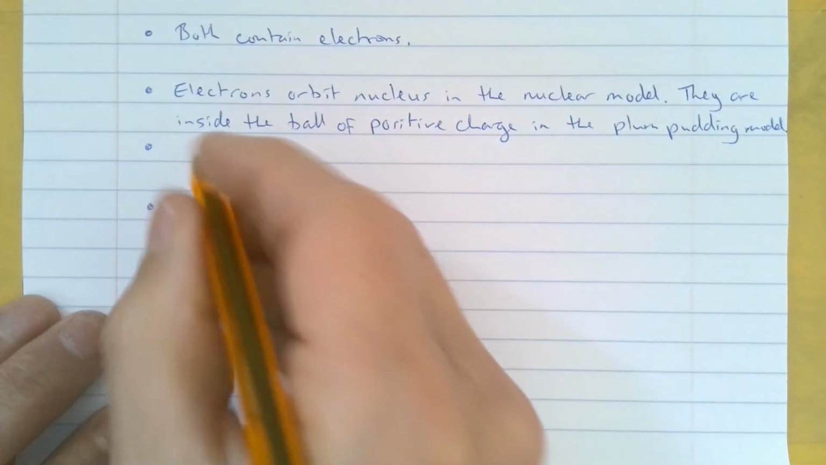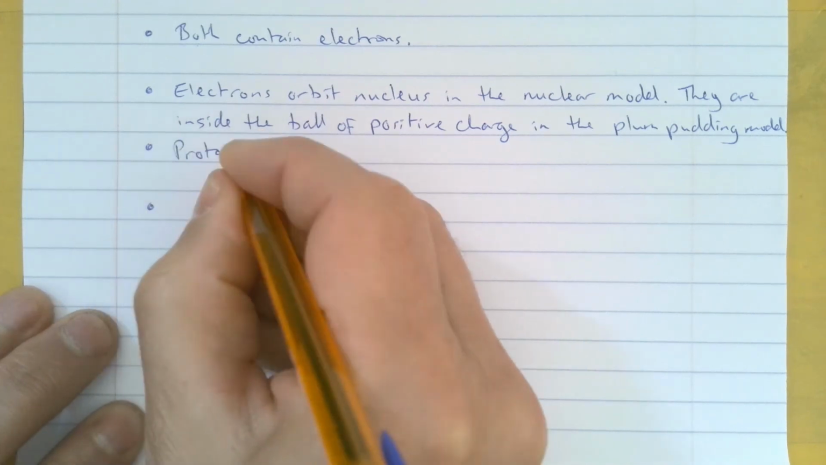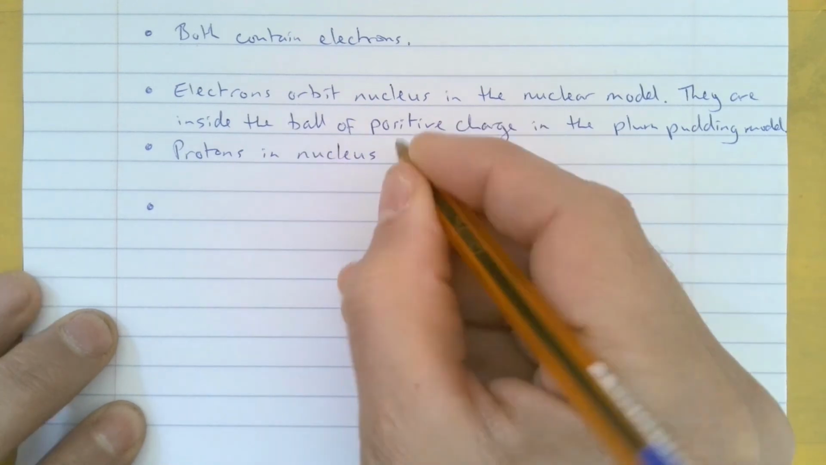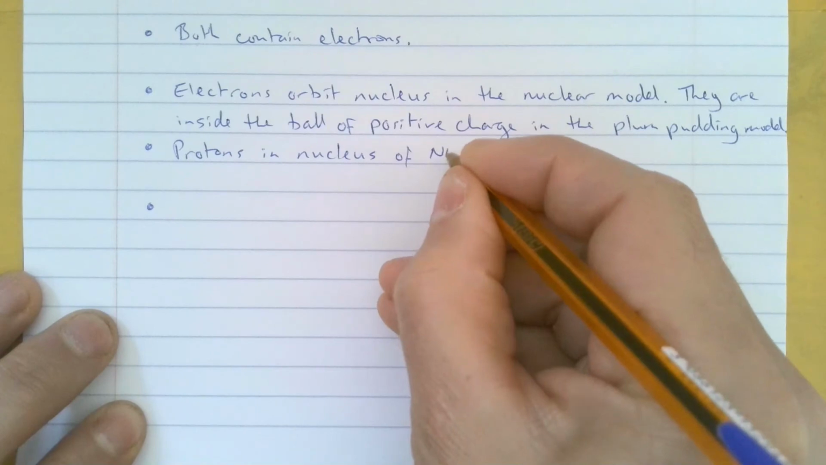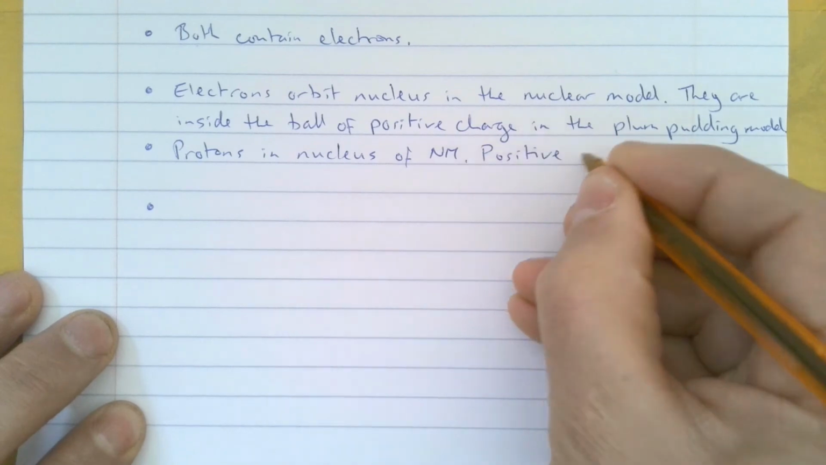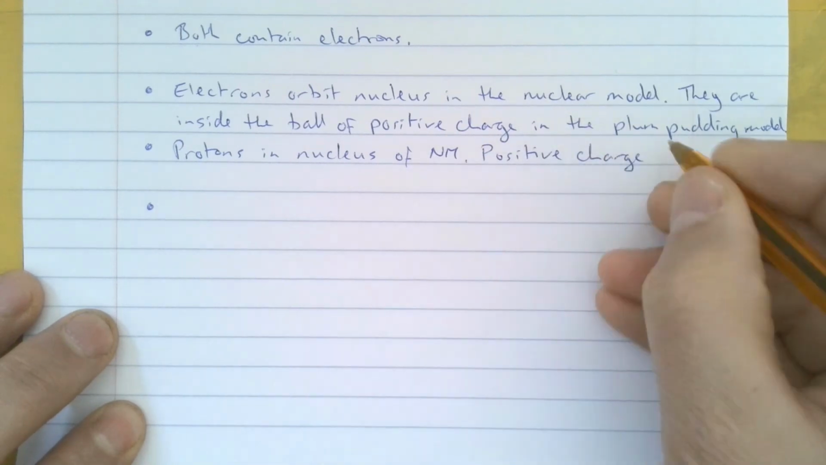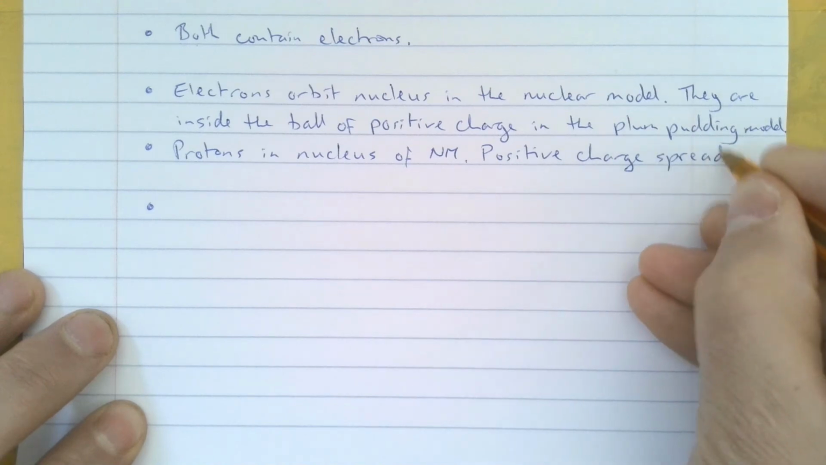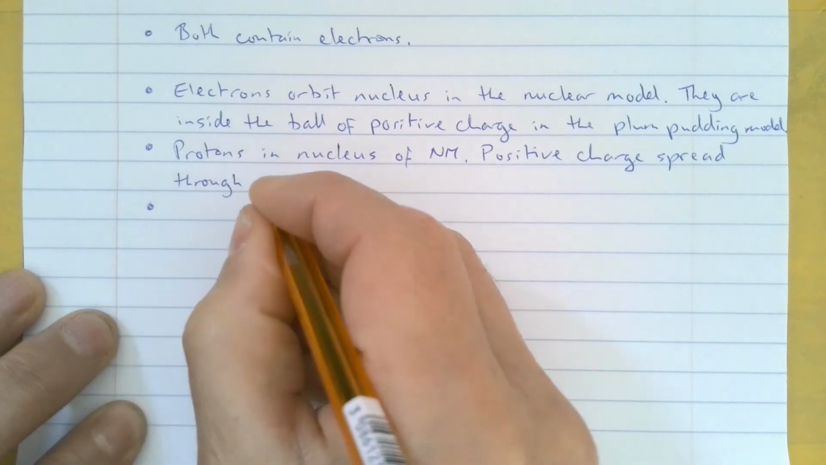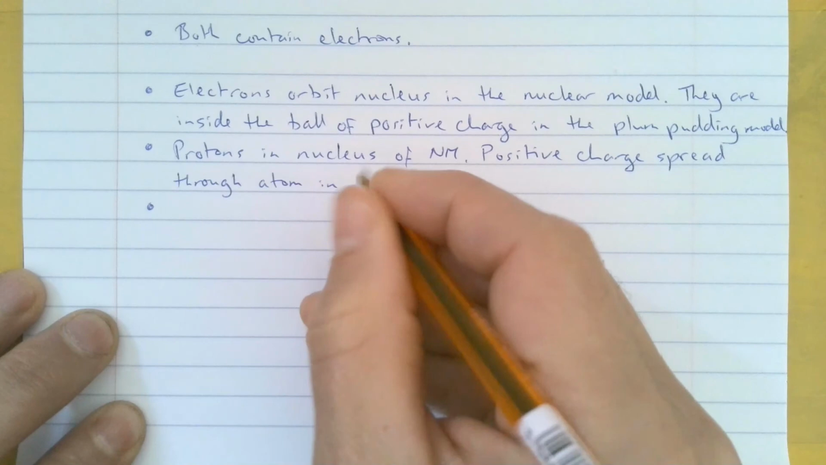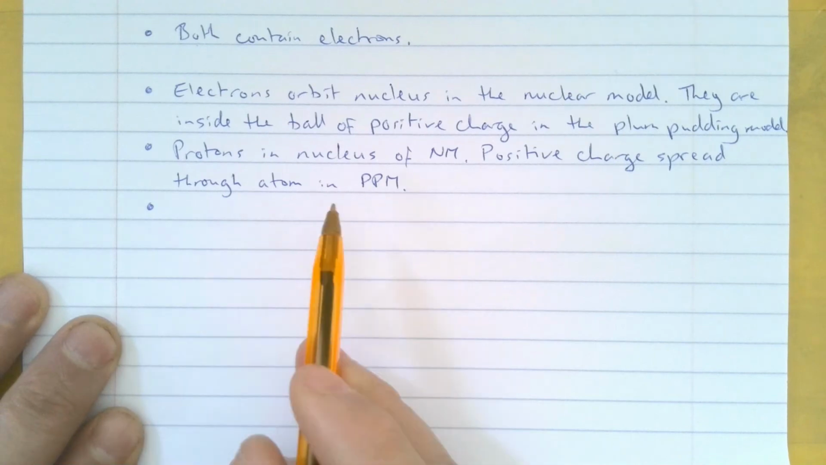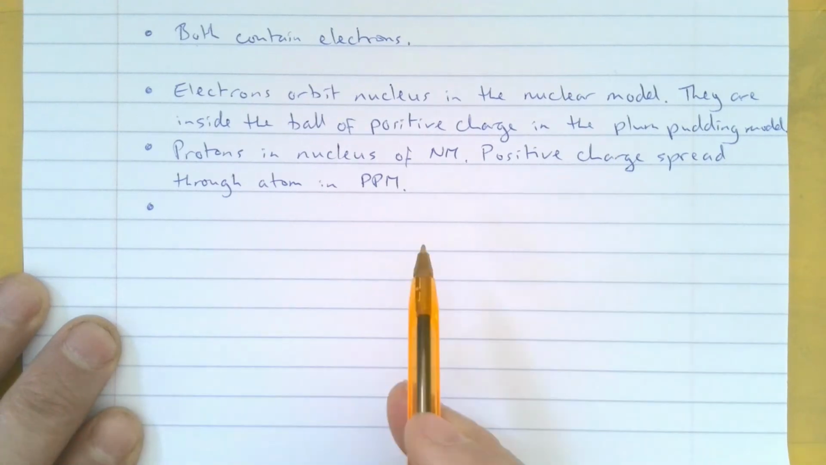So protons in the nucleus of the nuclear model, whereas positive charge is spread through the atom in the plum pudding model. Okay, so the protons are in the nucleus of the nuclear model, but the positive charge is spread through the atom in the plum pudding model.